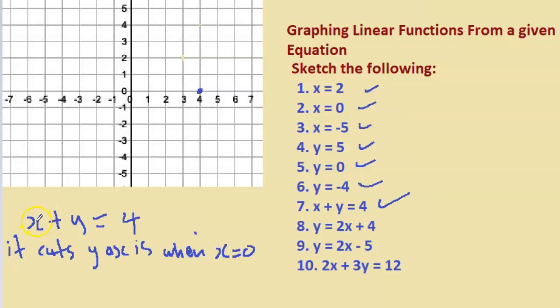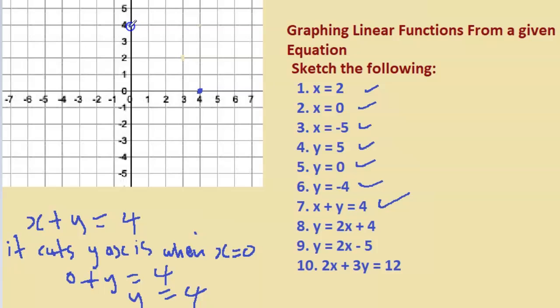So note we have x plus y equal to 4. Now we'll let x be 0. So 0 plus y equal to 4. 0 plus y is y, right? So y is equal to 4. So this graph cuts the y-axis at 4.